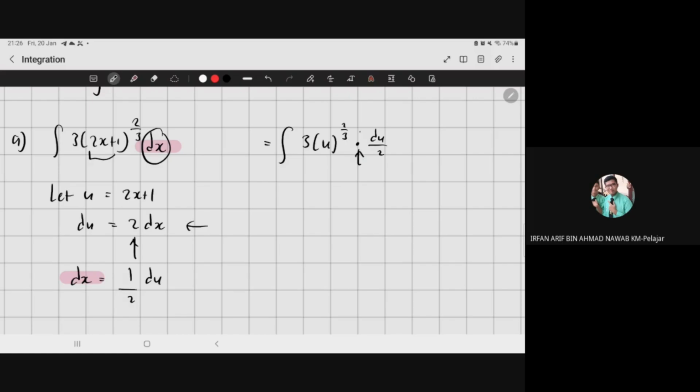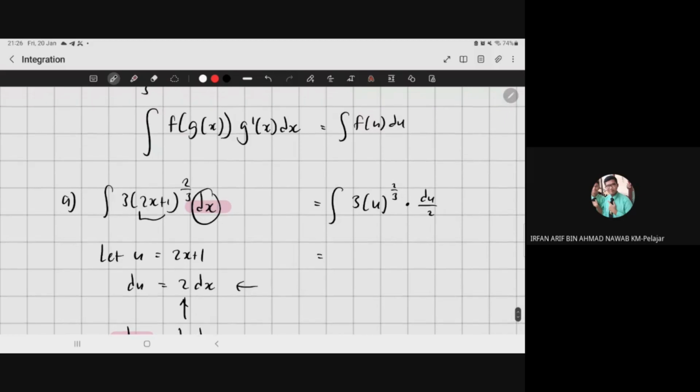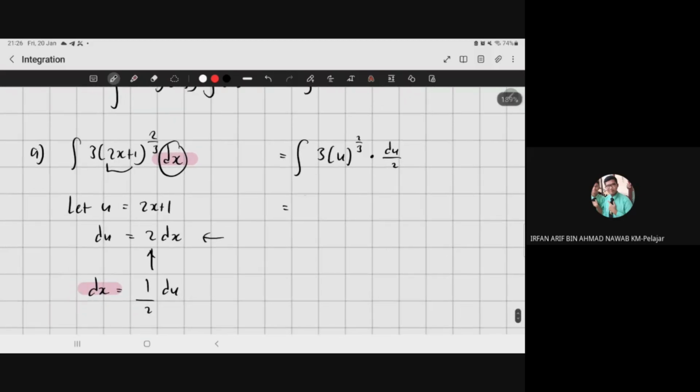But ask your madam or sir to confirm whether you could use this notation for multiplication. Okay, because I'm used to it and it's simpler to use. So from here, just apply the basic rules of integration, which is, I think, the first rule, isn't it? It's the power rule.